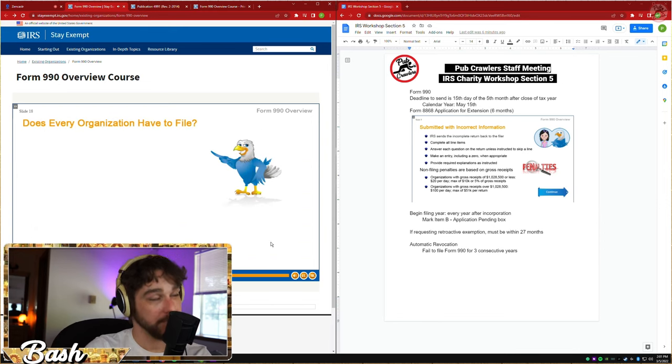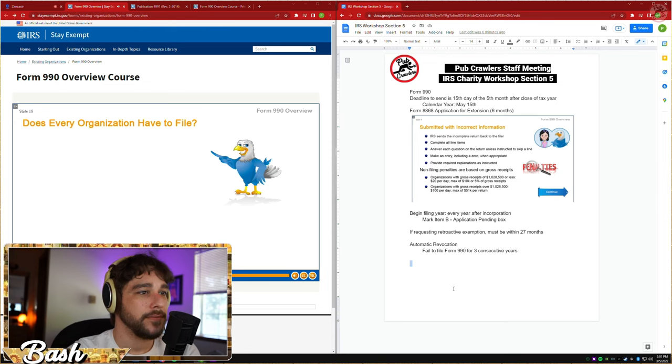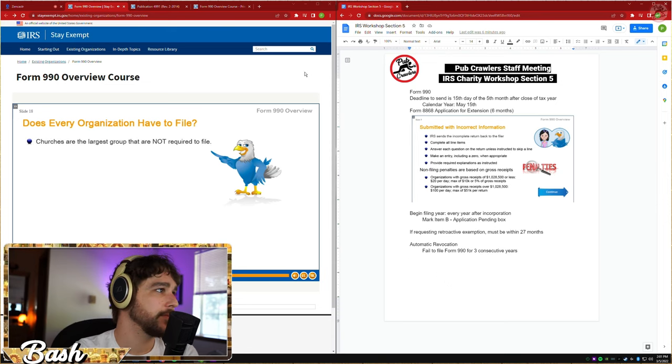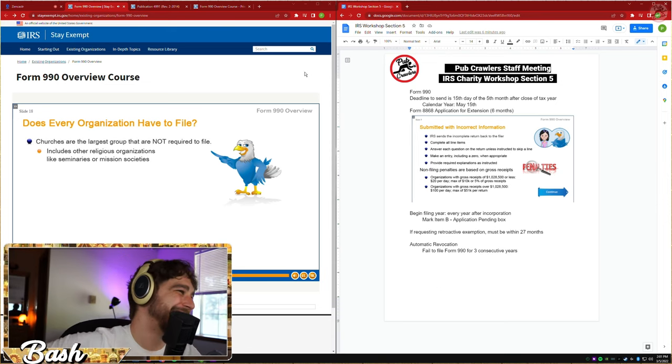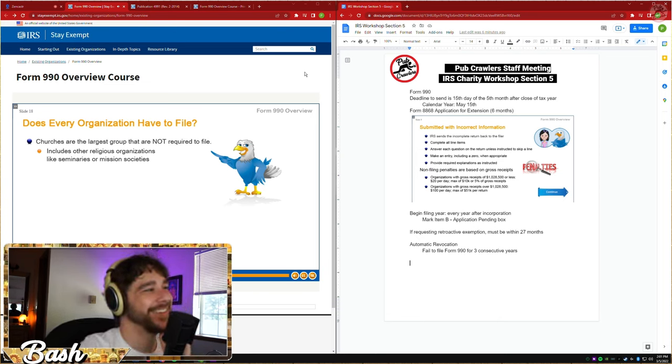The largest category of tax-exempt organizations that doesn't have to file a Form 990 series return is churches and certain other religious organizations affiliated with a church, like seminaries. We already know that. Also, churches aren't required to apply for tax exemption. But if they do and are recognized as exempt by the IRS, they still don't have to submit an annual Form 990.